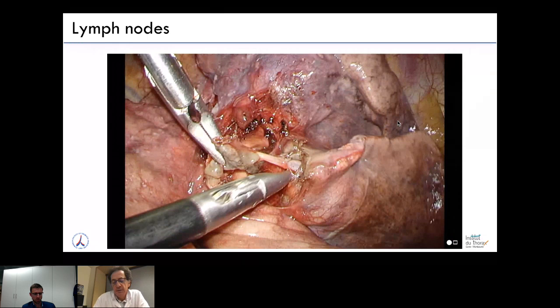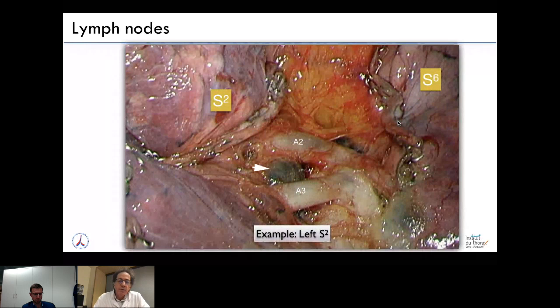Ligasure, is extremely helpful. This is an example where you want to perform a segmentectomy S2 on the left upper lobe. You discover this lymph node between the two arteries. I think you are obliged to analyze this lymph node. If it's negative, of course, you go on. If it's positive, you have to transform the planned segmentectomy to either a trisegmentectomy or to a left upper lobectomy.